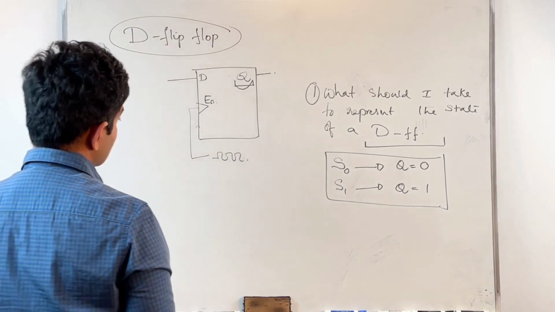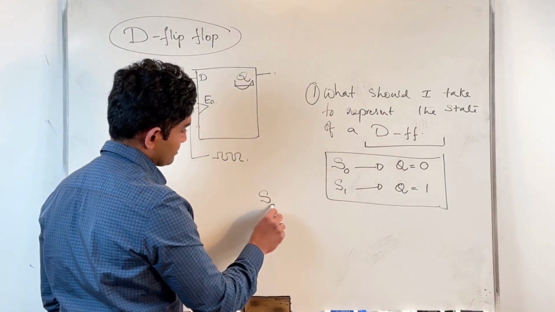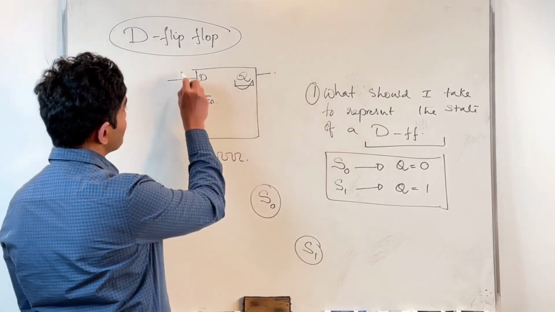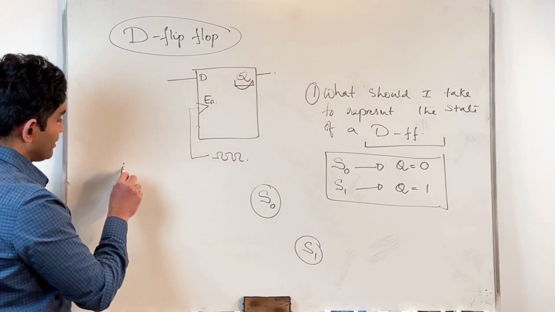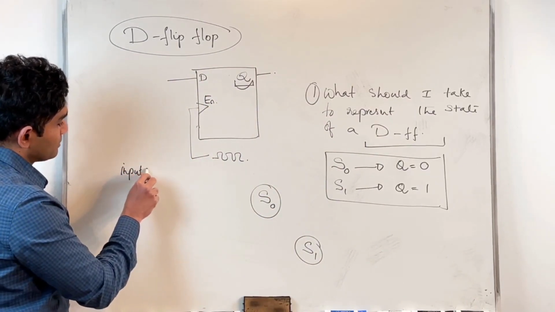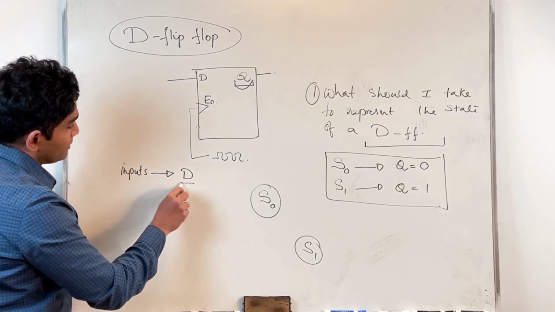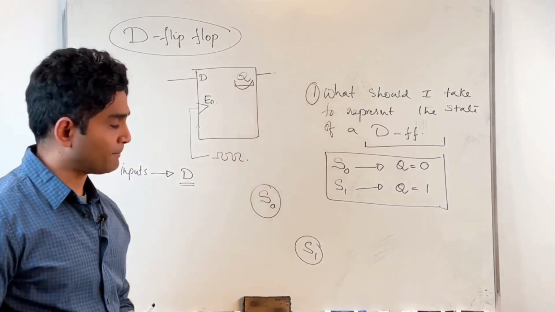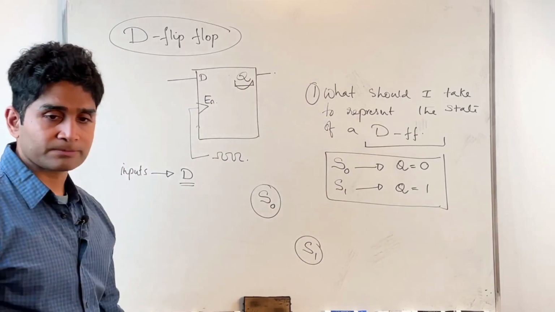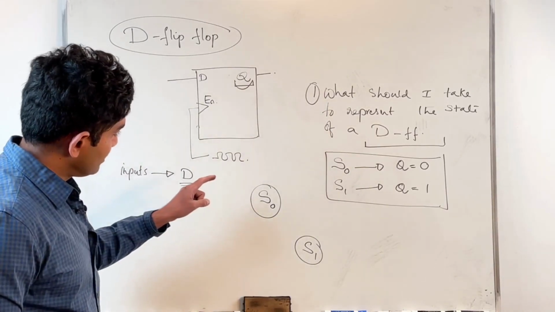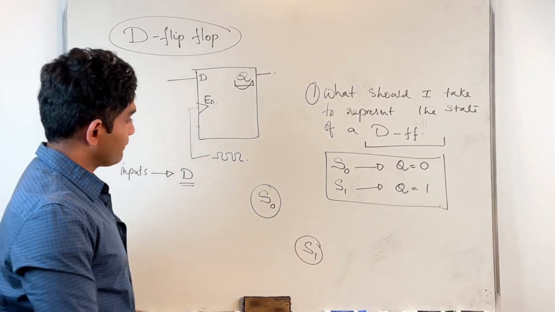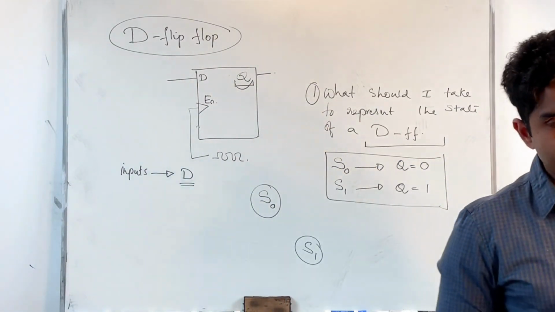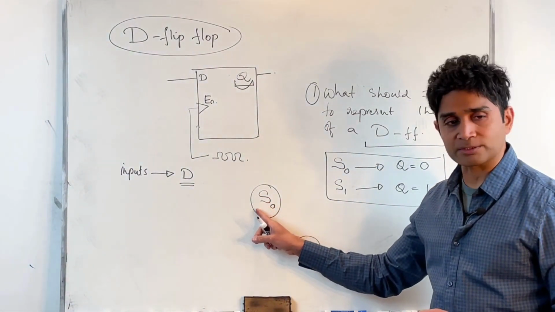Let me see if I can draw the state diagram for this. I have 2 states, S0, S1. What are my inputs to the state machine? I have a single input, D. Let's now try to draw the state diagram for this. The way I will do this, again, I will go to each individual state and look at all possible combinations of the input. So let's say I go with the S0 state first.